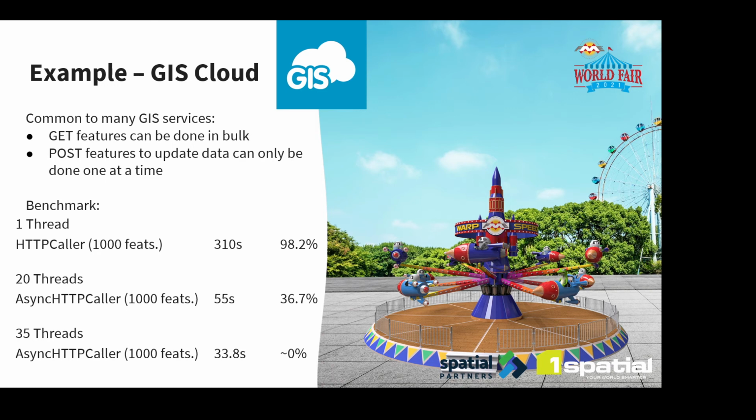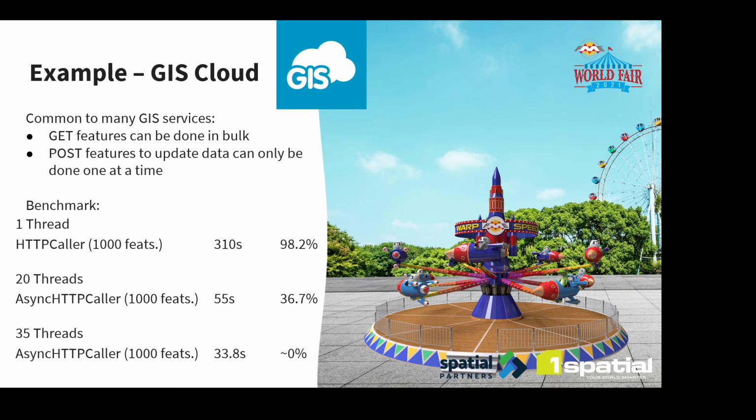So benchmarking it, as we'd seen earlier on the slide, if we're using the standard HTTP caller with FME, this will take about 310 seconds, spending almost 100% of its time just waiting for servers to respond, not really doing any actual work. Whereas if we use the async HTTP caller configured with 20 parallel threads, for the same request of 1,000 features we can bring that down to 55 seconds, and now we're only spending a third of our time waiting for network traffic.